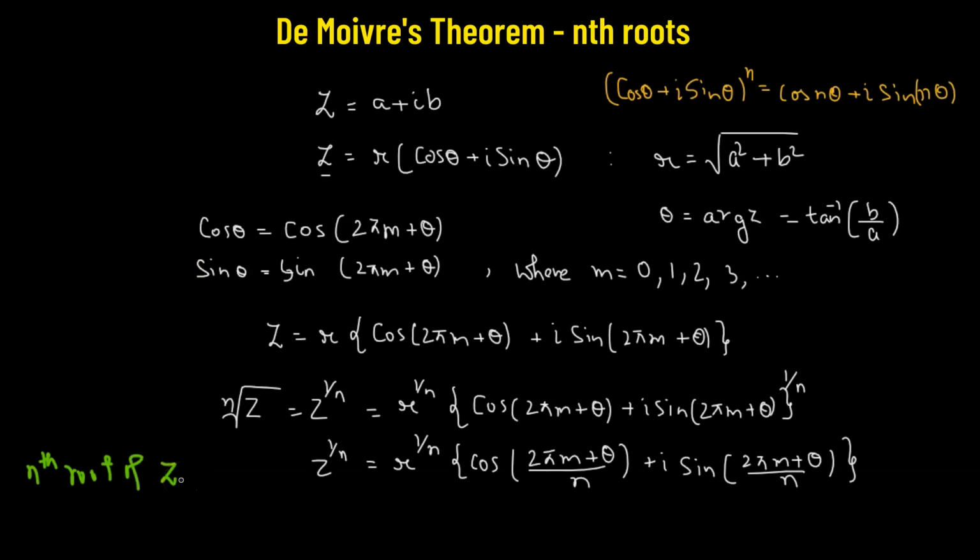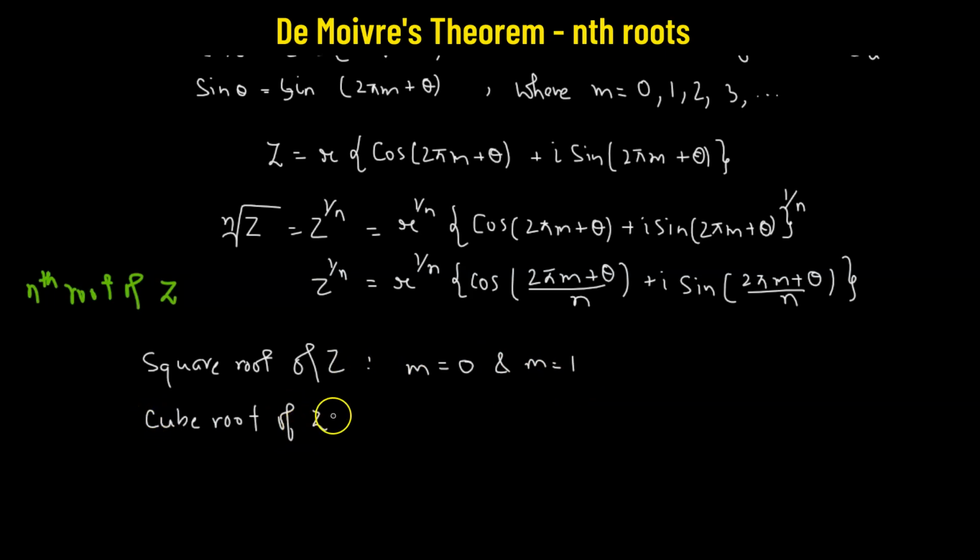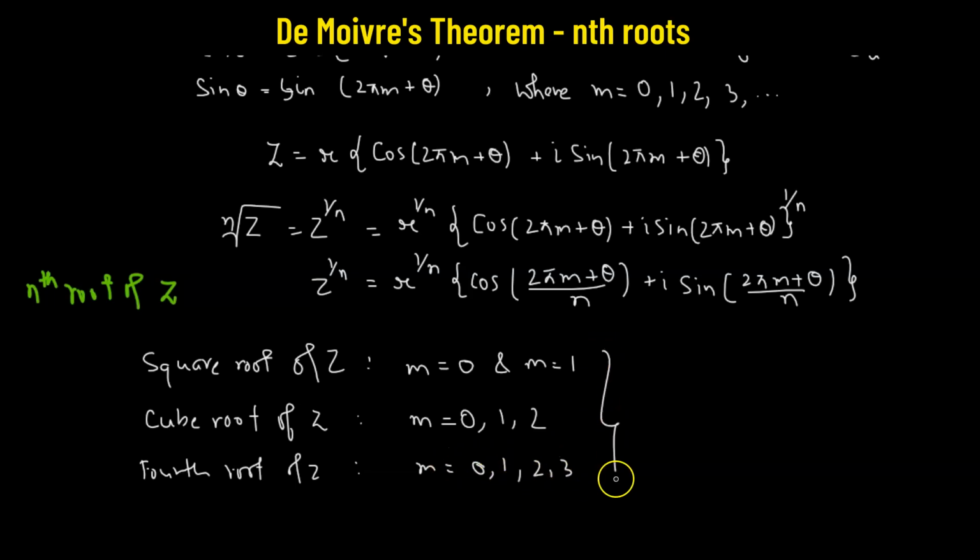What does the m value represent here? Let's say we want to consider the square root of our complex number z. Then the m values will be m equals 0 and m equals 1. If we want to find the cube root of our complex number z, then m will take the values 0, 1 and 2. Similarly, the fourth root of our complex number z will be for values of m equal to 0, 1, 2 and 3. So that's how we can find the nth root of any given complex number.